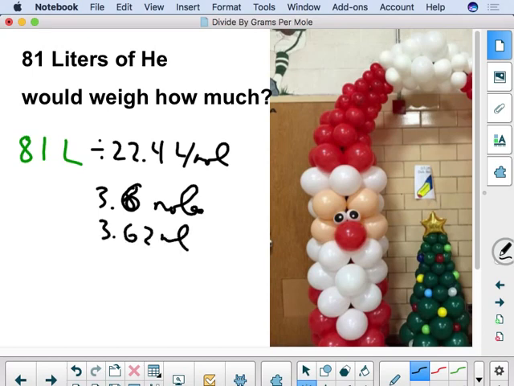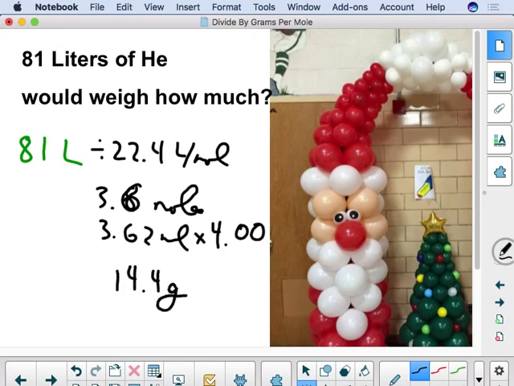3.62 moles. Okay. Then I'm going to take that and multiply it by the mass of this particular chemical. This particular chemical's mass in the periodic table is 4. It's a nice round number. It's 4.00. Is that right? Yeah. So 3.62 times 4 is going to give me 14.4.